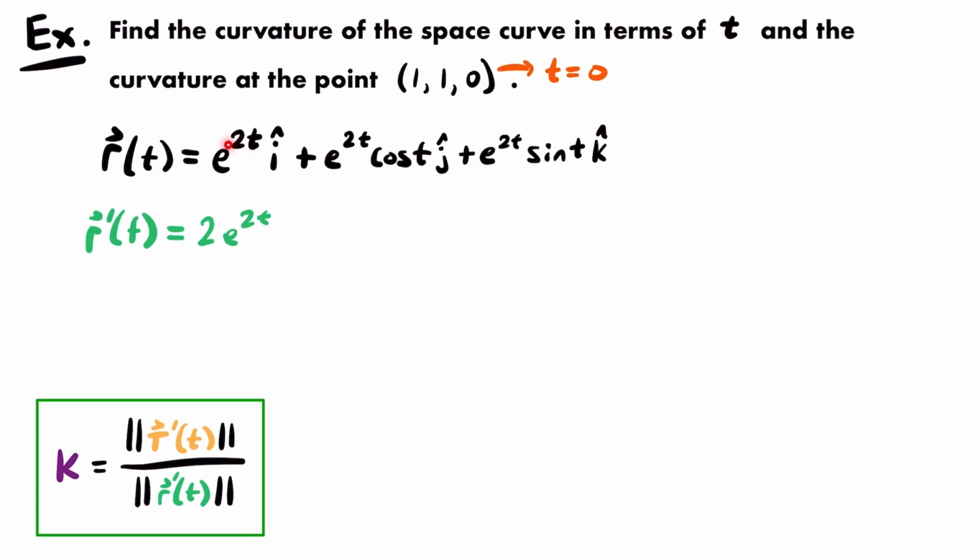The derivative of an exponential function e is itself, so we have e to the power of 2t, but don't forget to multiply by the derivative of the exponent, so that's where that 2 comes from via the chain rule. All right, that's multiplied by i.